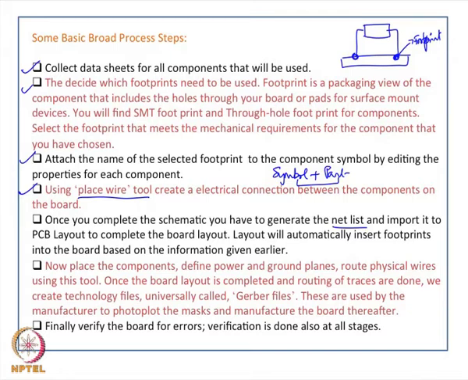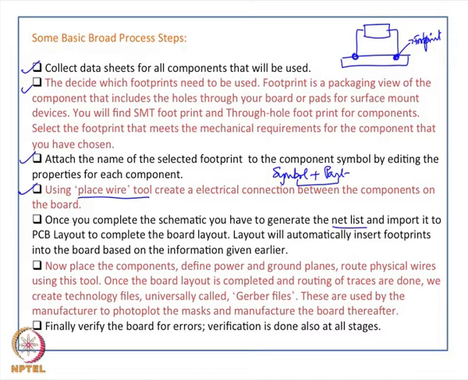So, therefore, in the layout area, you place the components, define the power and ground planes for a multi-layer board, route the physical wires using this tool. Once the board layout is complete and routing of traces is also complete, we create what is known as the technology files, also called Gerber files.